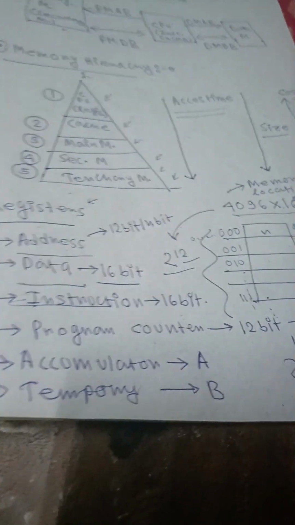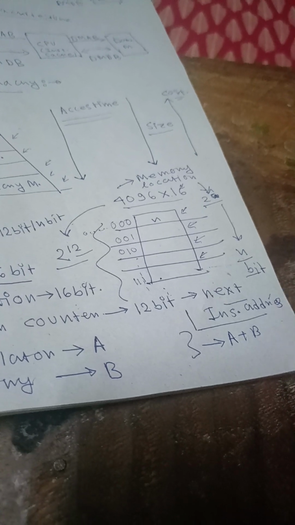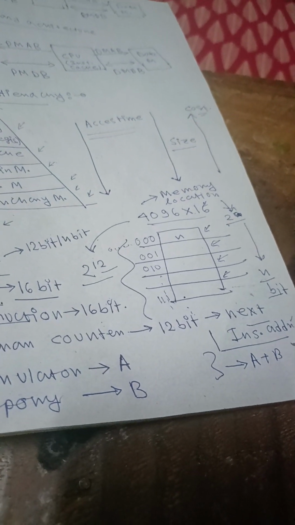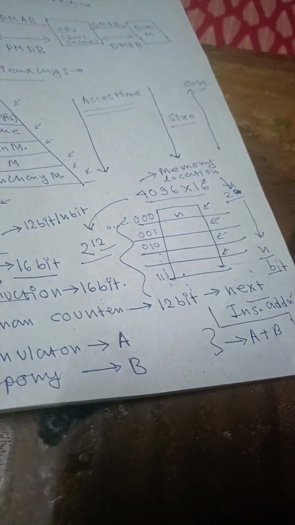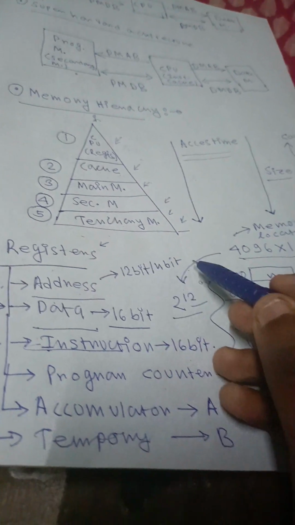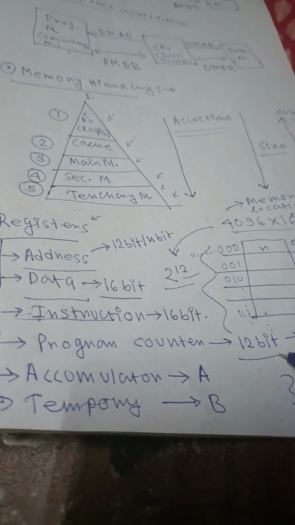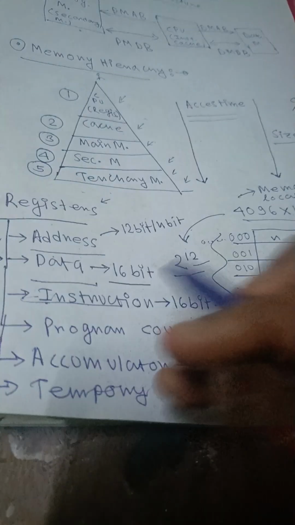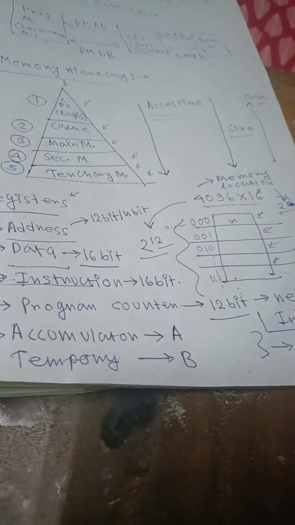Then there is the program counter. It shows the next instruction. Okay, the address of the next instruction, so it also represents an address. And we know the size of an address is 12 bits, so the size of the program counter is also 12 bits. Then there are the accumulator and temporary registers.